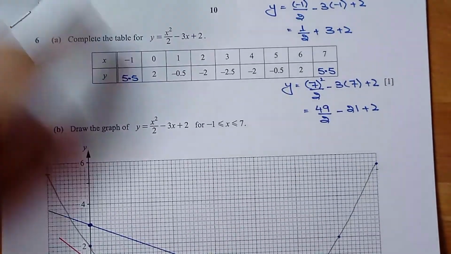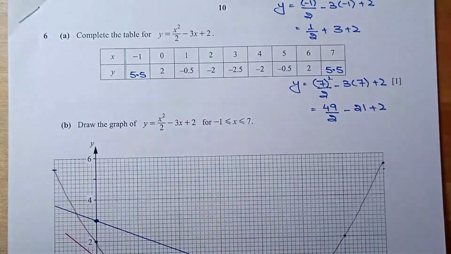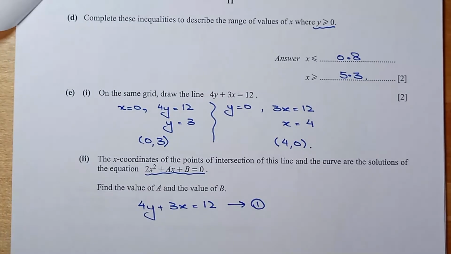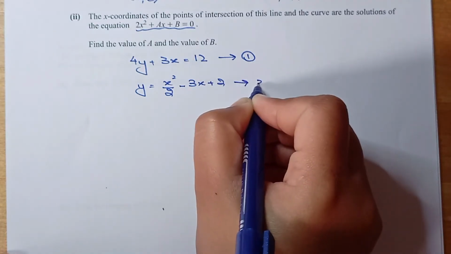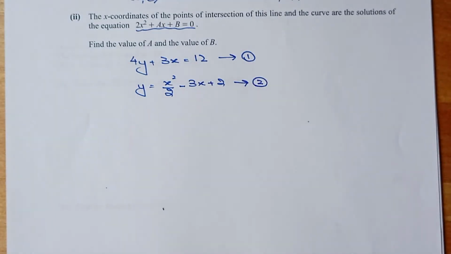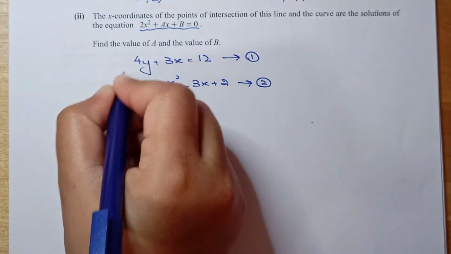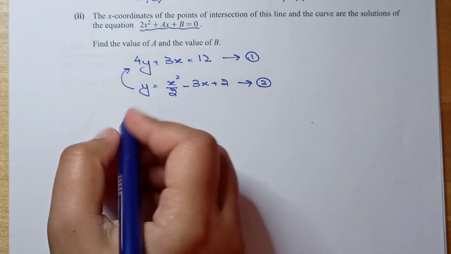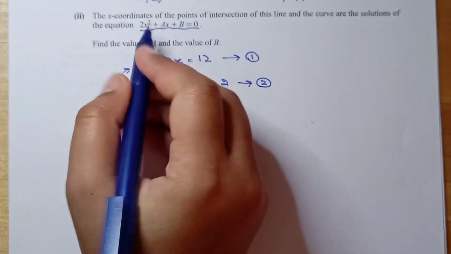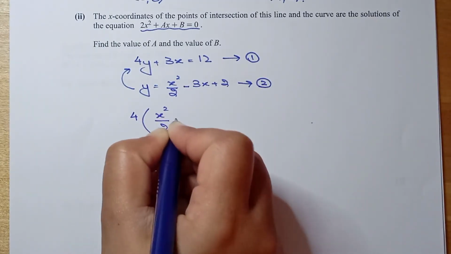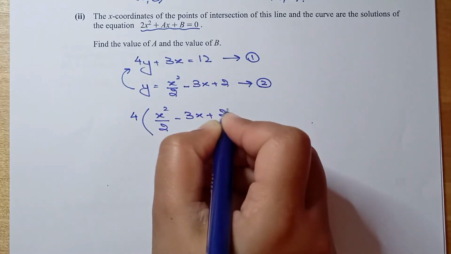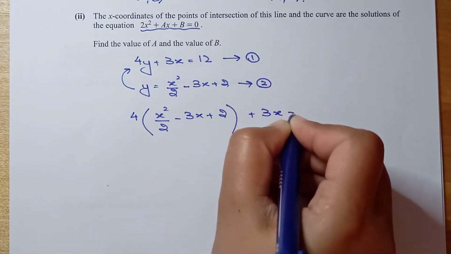The curve is y equals x squared divided by 2, minus 3x, plus 2. This is my second equation. So from the second equation, we have the y value. Just substitute that y value into the first equation. We have to make that a quadratic equation. So 4 times y, that is x squared by 2 minus 3x plus 2, and plus 3x equals 12.